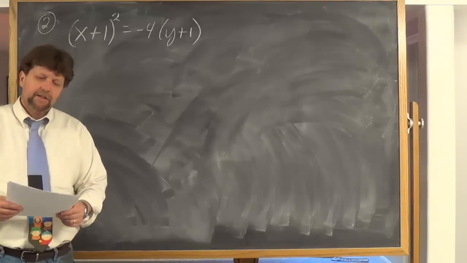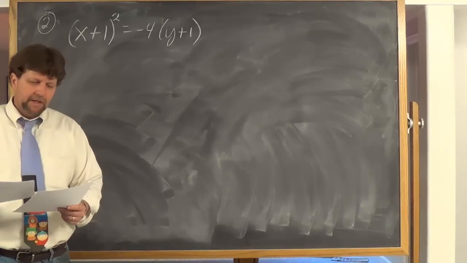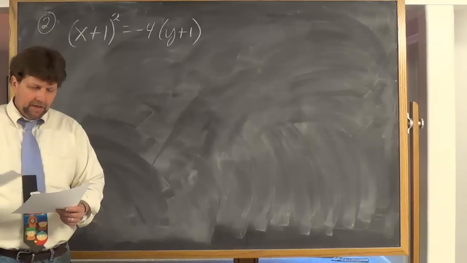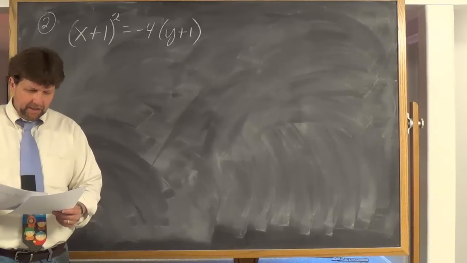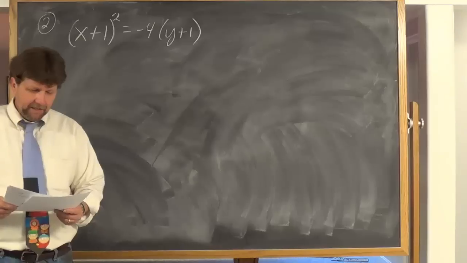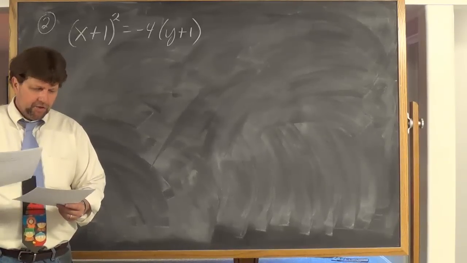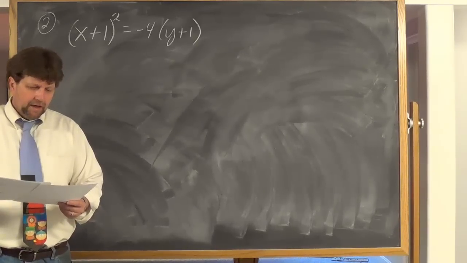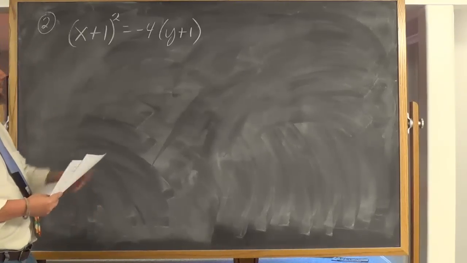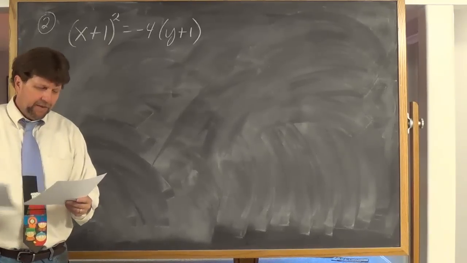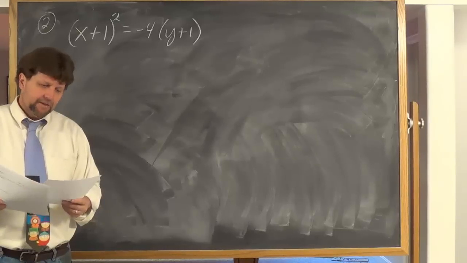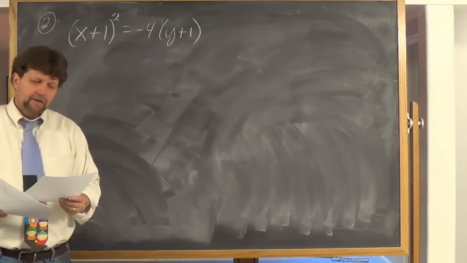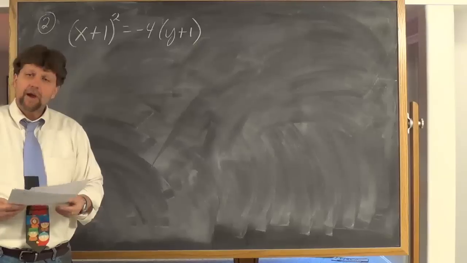Hey folks, thought we'd take a look at working through some of the items that were on the final exam, the sample final exam that I posted at the Course Compass website. And I thought we'd start off here with number 2. In number 2, I gave you the equation for this parabola, and I asked you to find the vertex, the focus, and the directrix of the parabola, and then graph the parabola.